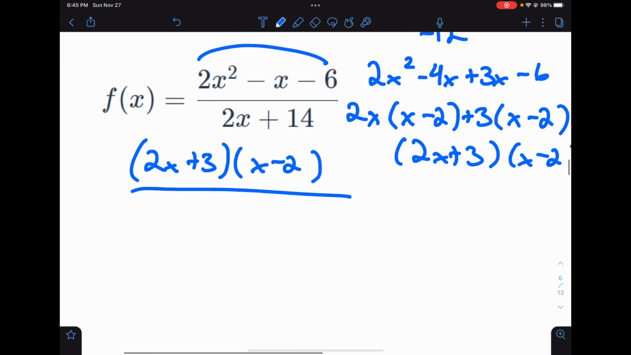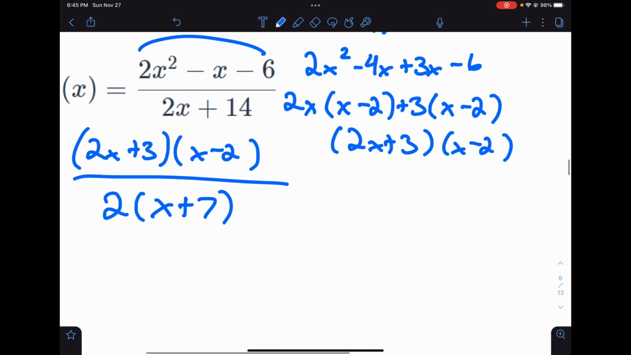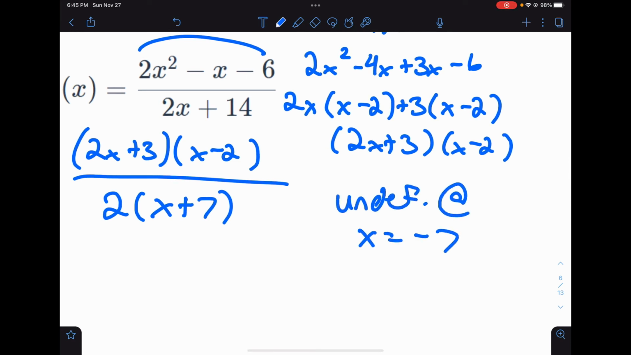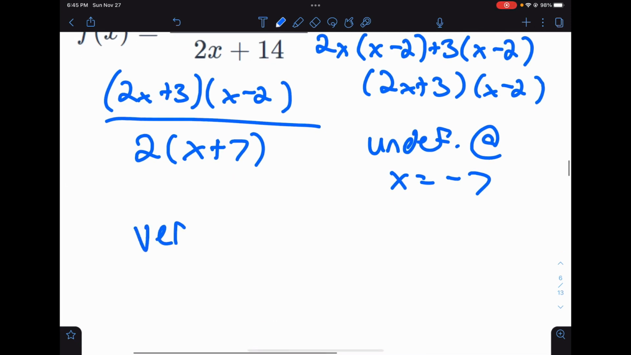And then in the denominator, we can take a 2 out here, so we get 2 times x plus 7. All right. So we are going to be undefined at x equals -7. And x equals -7 does not cancel out with anything on the top, which means that it's not a hole, which means that it's going to be a vertical asymptote.